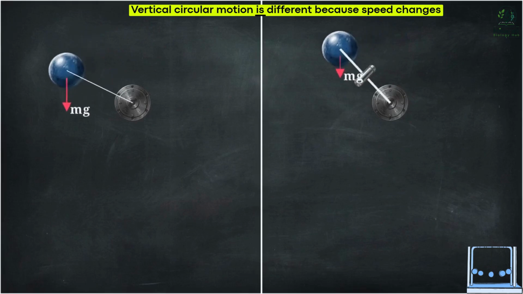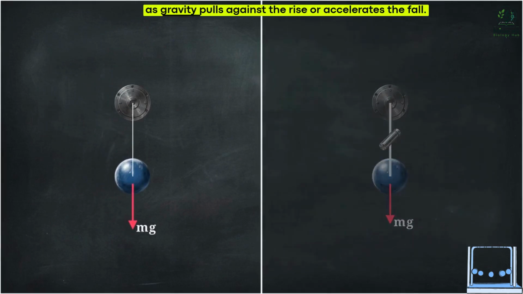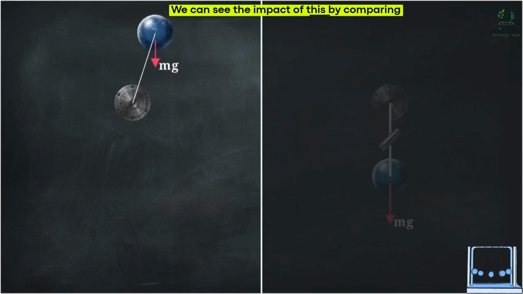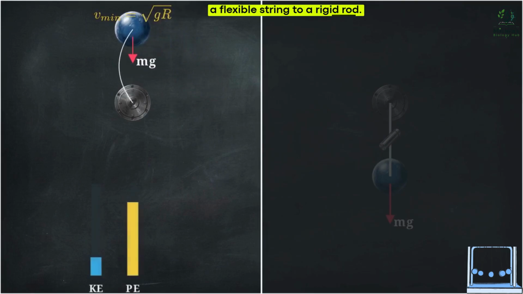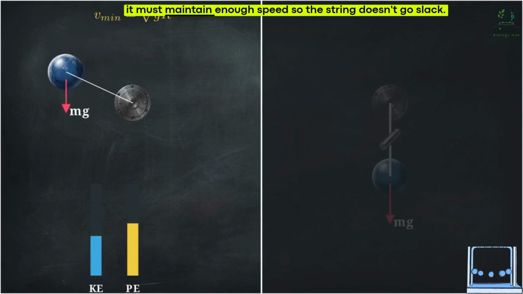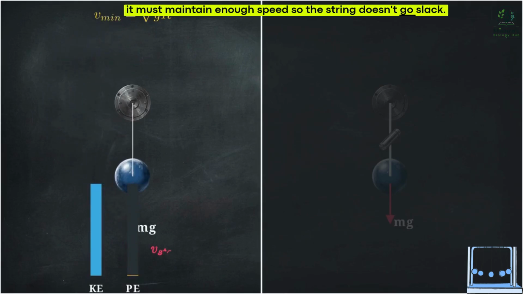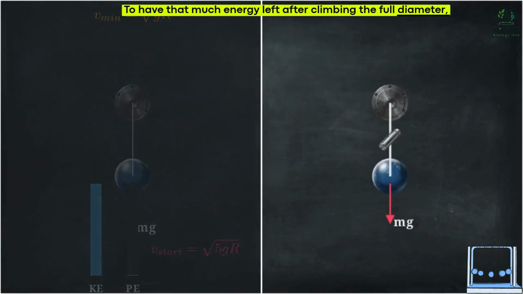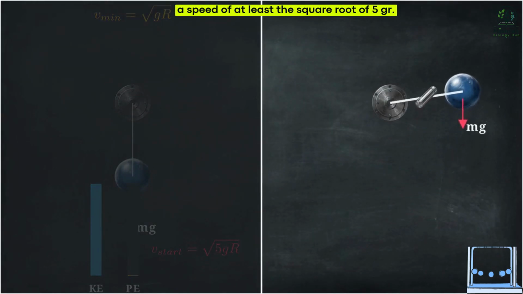Vertical circular motion is different because speed changes as gravity pulls against the rise or accelerates the fall. We can see the impact of this by comparing a flexible string to a rigid rod. For a ball on a string to reach the top, it must maintain enough speed so the string doesn't go slack. At the highest point, the minimum speed is the square root of gr. To have that much energy left after climbing the full diameter, the ball must start at the bottom with a speed of at least the square root of 5 gr.